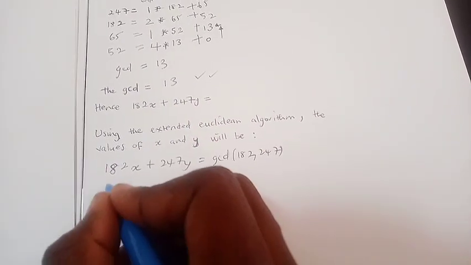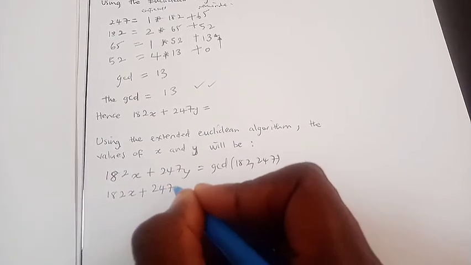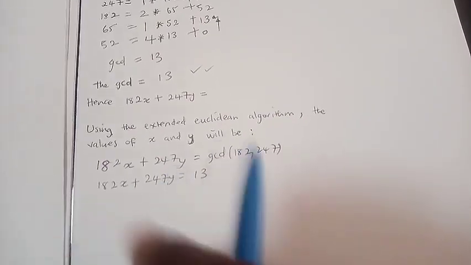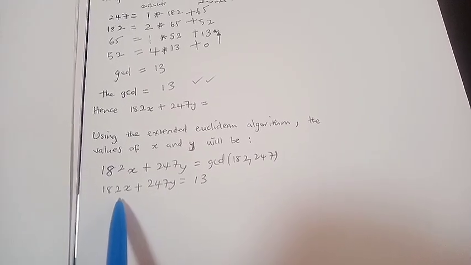I'm just going to come down here and say 182x plus 247y is equal to 13. So now what am I trying to do? Now we want to find the values of y and x. So what are we going to do?